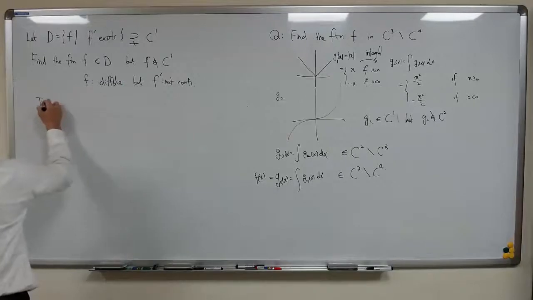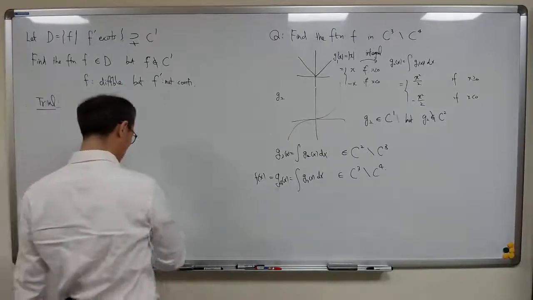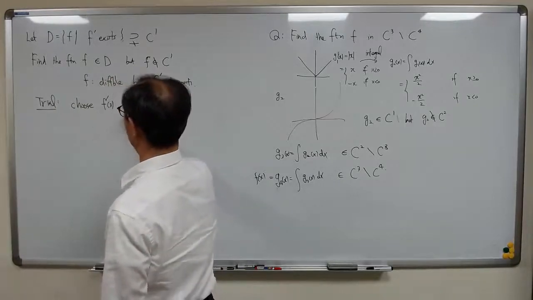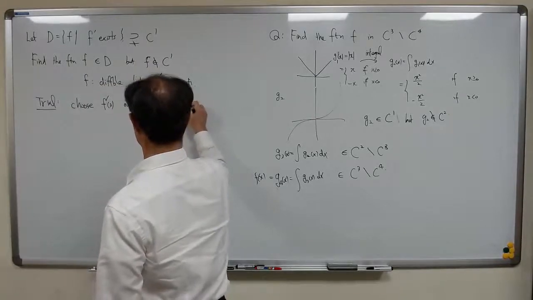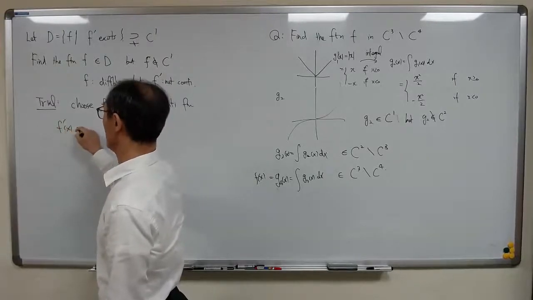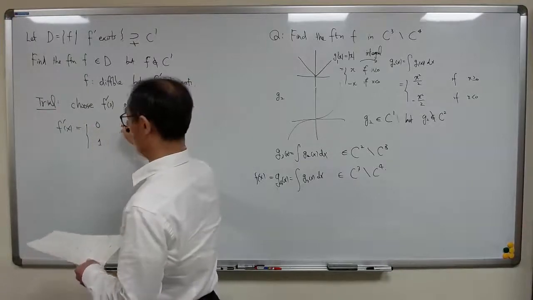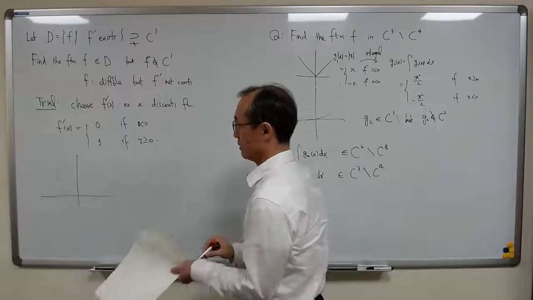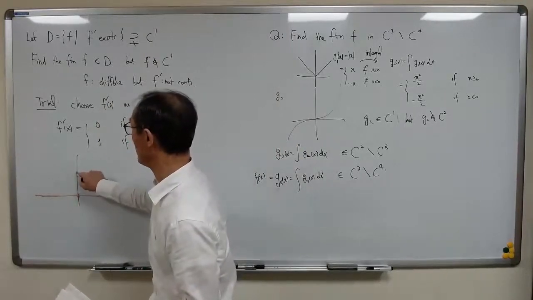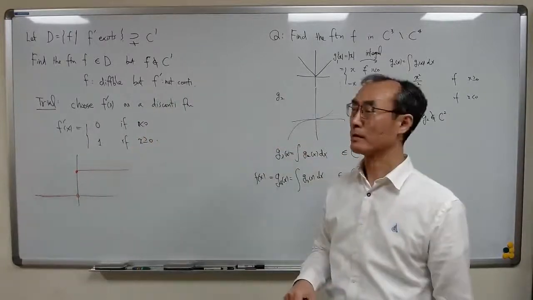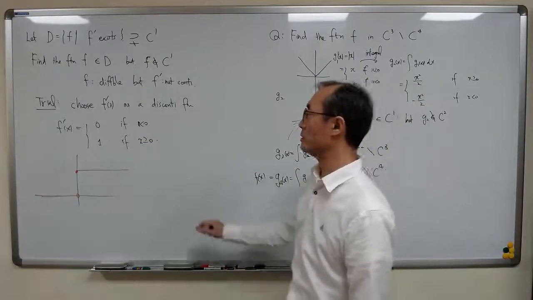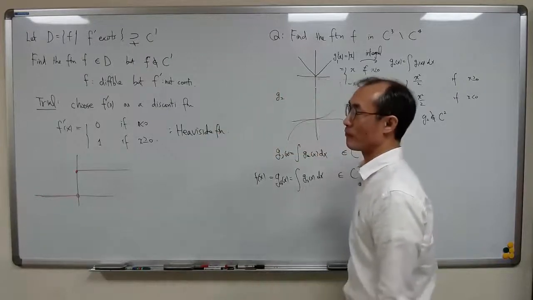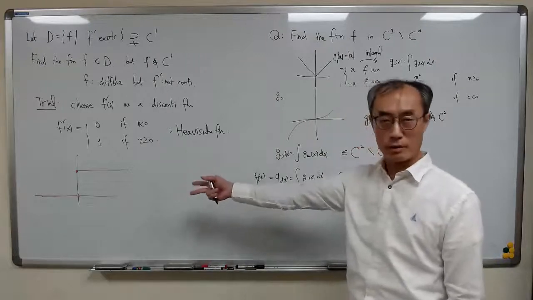This trial is not successful in the end, but let's choose f prime of x as a discontinuous function. For example, f prime of x is a function that is either 0 or 1, depending on whether x is negative or positive. So the function has 0 value up to here, and suddenly changes the value to 1 and goes like this. This is actually a very popular function, which is named the Heaviside function. So this is a typical discontinuous function.